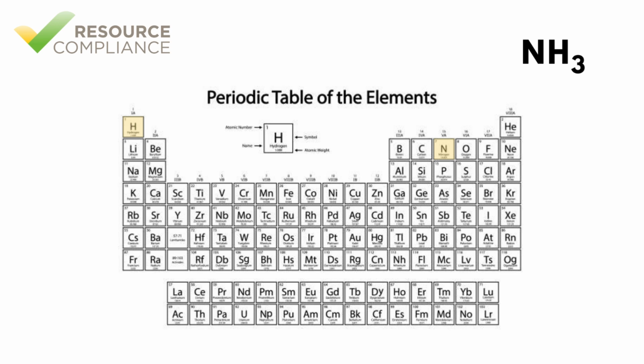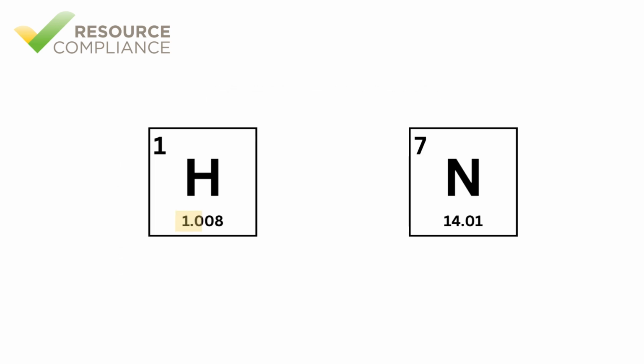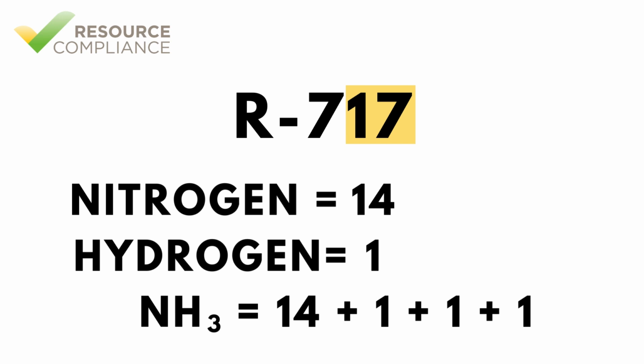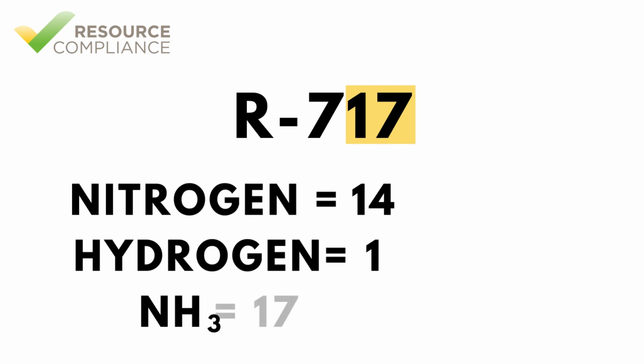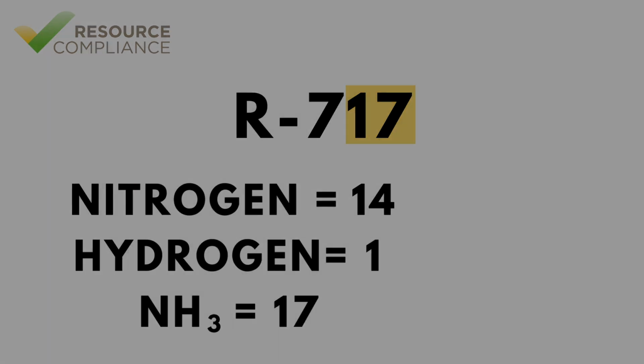Nitrogen and hydrogen have molecular weights of 14 and 1 respectively. And we can easily see that 14 plus 1 plus 1 plus 1 equals 17, hence the refrigerant number of R717.